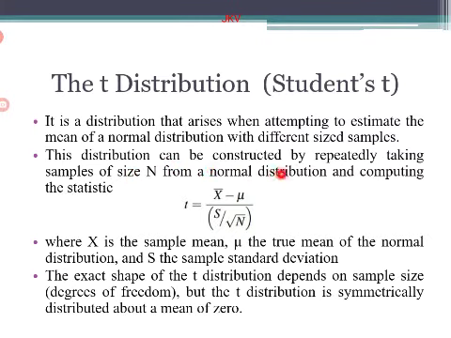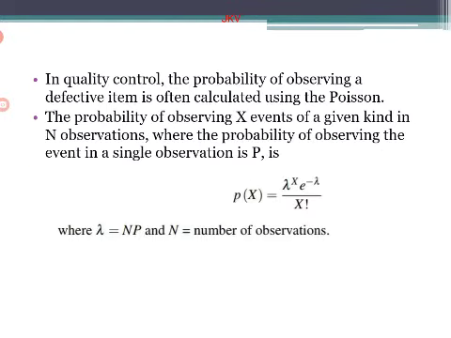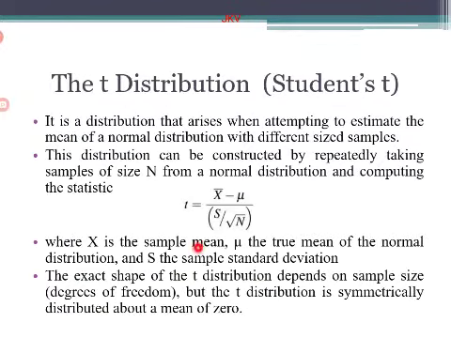Now this distribution can be constructed by repeatedly taking samples of size n from a normal distribution and computing the statistic. T is equal to x bar minus mu divided by s divided by root n, where x bar is the sample mean, mu is the true mean of the normal distribution, s is the sample standard deviation, and n is the number of observations. The exact shape of t distribution depends on the sample size, that is degrees of freedom, but the t distribution is symmetrically distributed about a mean of 0.